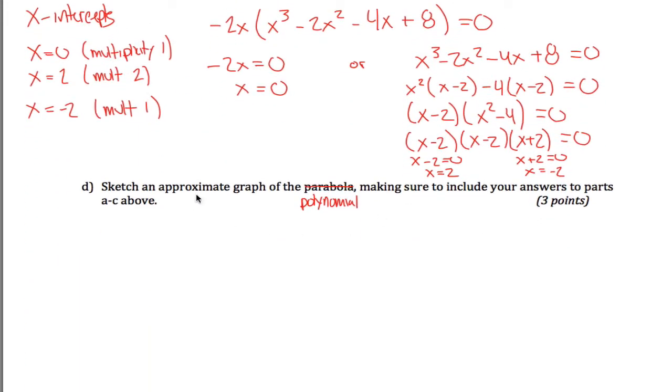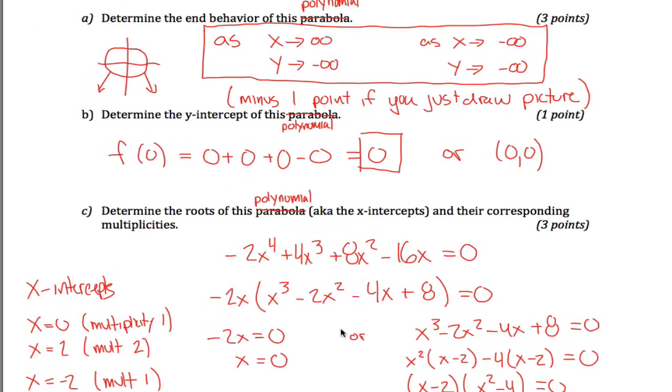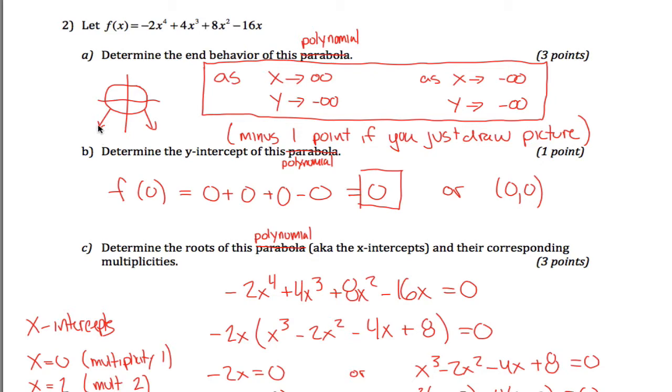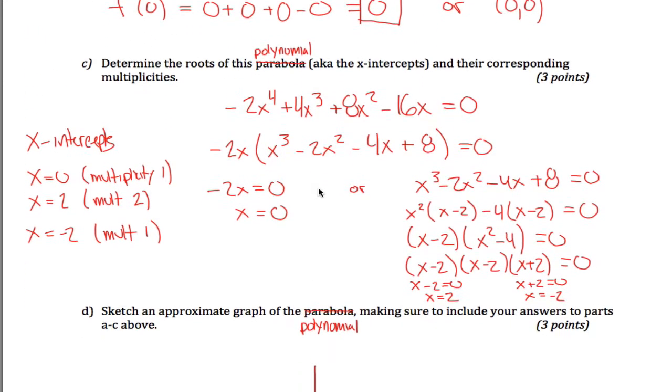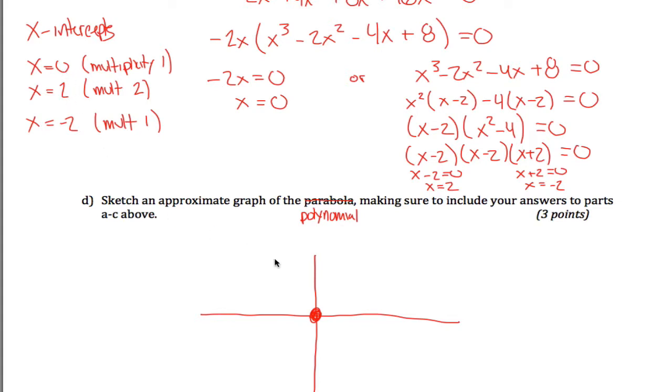Sketch an approximate graph of the polynomial, making sure to include your answers to parts A through C above. What I'm saying is draw a picture and make sure it illustrates all this stuff. Make sure it's going down on both sides. Make sure it's got a y-intercept of 0, so it goes through this point right here. And make sure it's got x-intercepts at 0, 2, and negative 2. So there's 2, there's negative 2. Make sure it goes through this point and this point.